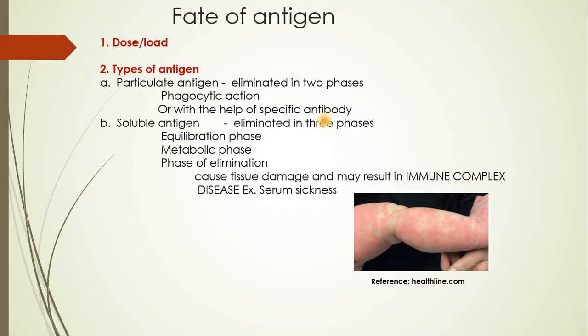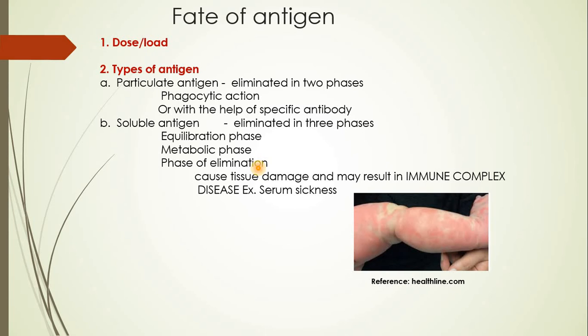Sometimes it is also seen that the second type of antigen, that is soluble type of antigens, are seen in the circulation. Now this soluble type of antigens which are in circulation are eliminated by three different phases, namely the equilibration phase, metabolic phase, and the phase of elimination. The phase of equilibration consists of diffusion of antigen to extravascular spaces. During metabolic phase, the level of antigen falls due to catabolic activities, and during immune elimination, antigen-antibody complexes are formed.